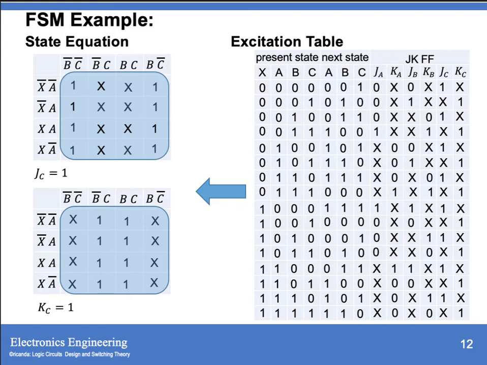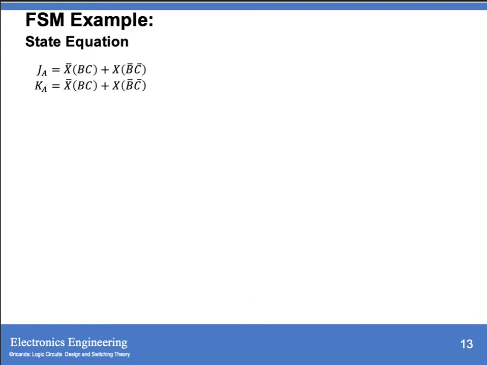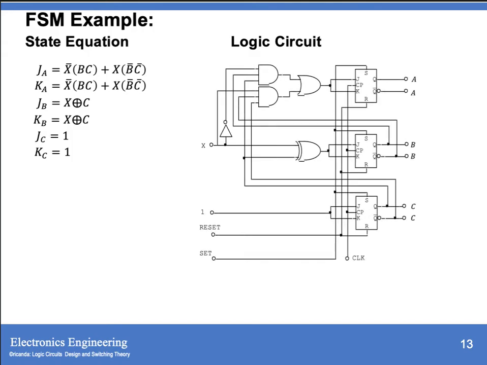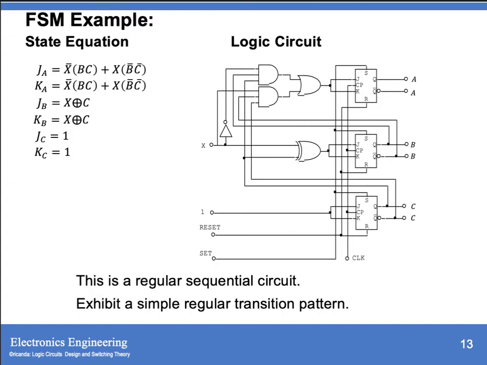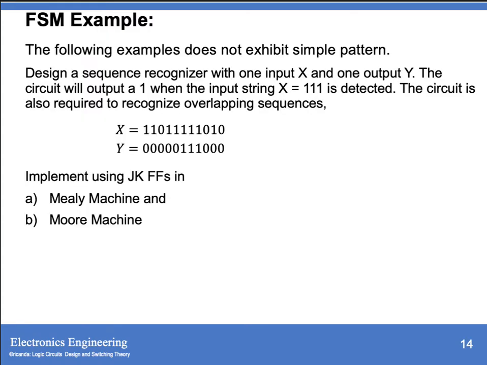So therefore, we have to do now your logic circuit. So this is your state diagram, and this is now your logic circuit. So this is a regular sequential circuit, which exhibits a simple regular transition pattern. So for this example, we are using it to implement a Mealy machine and a Moore machine.